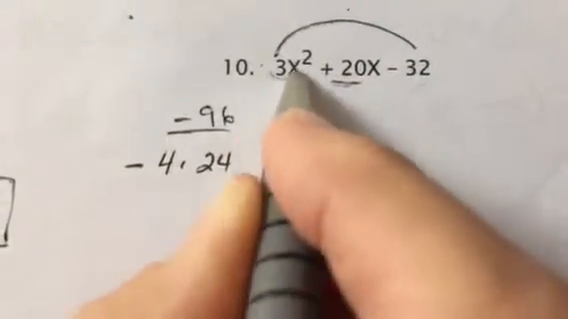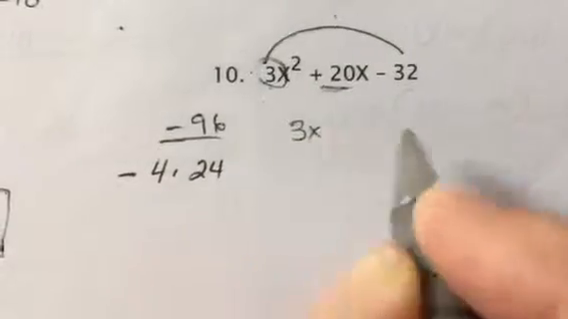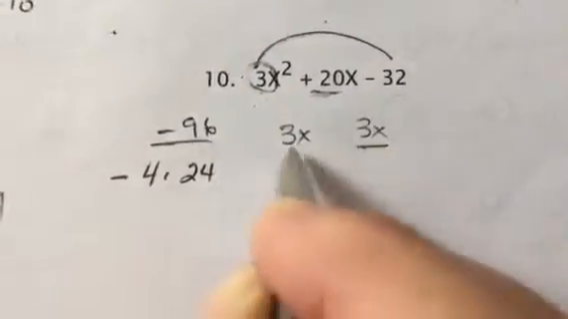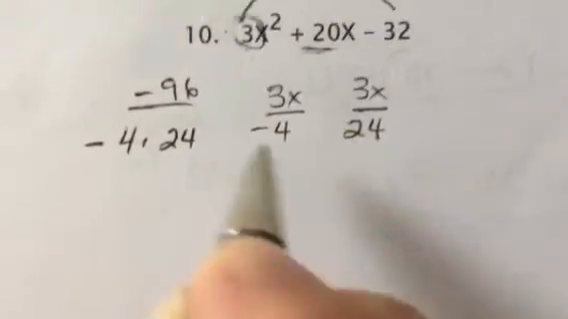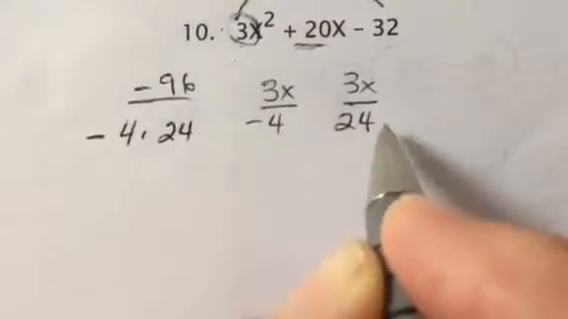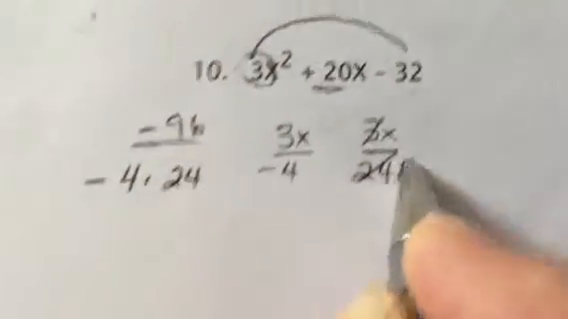Okay, so what do we do? Take this first term, write it twice. Make them into little fractions. Put your little magic pieces under there, like that. This guy doesn't reduce. This one does because 3 goes into 24 8 times.